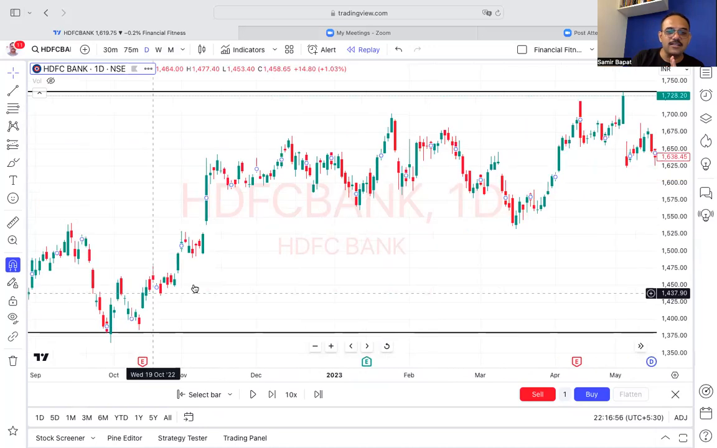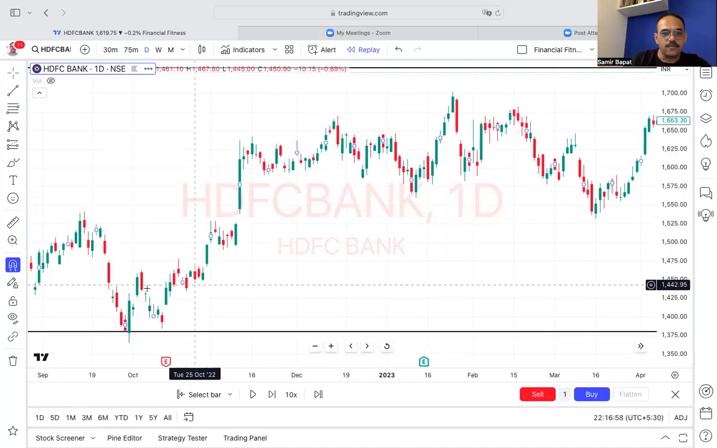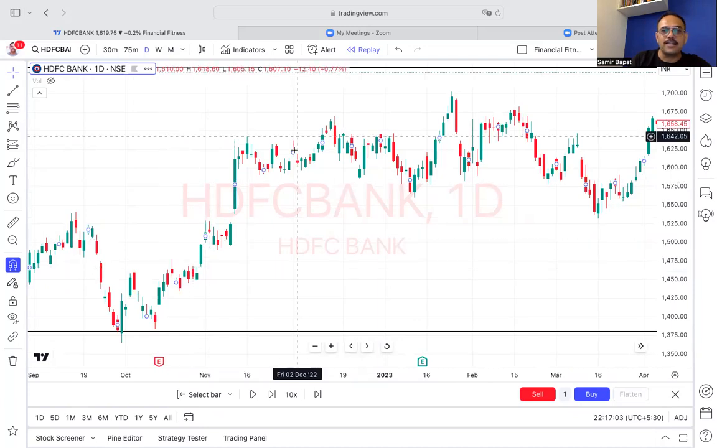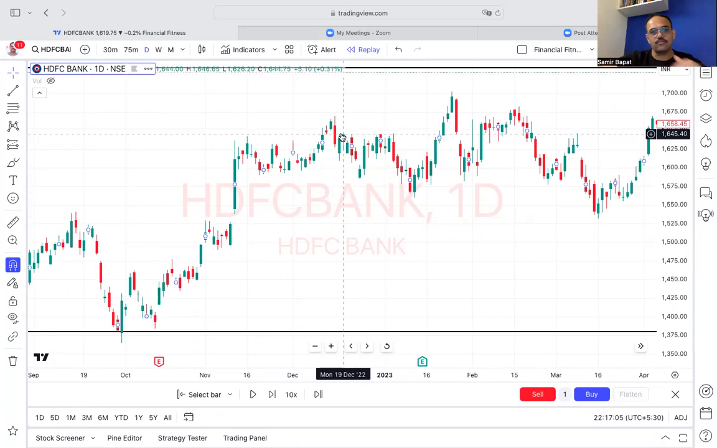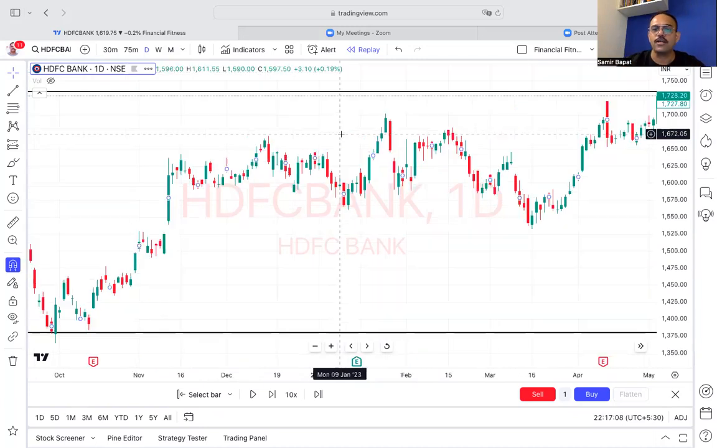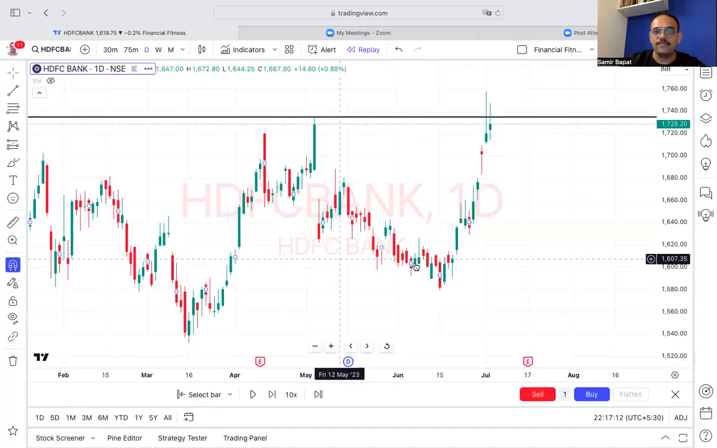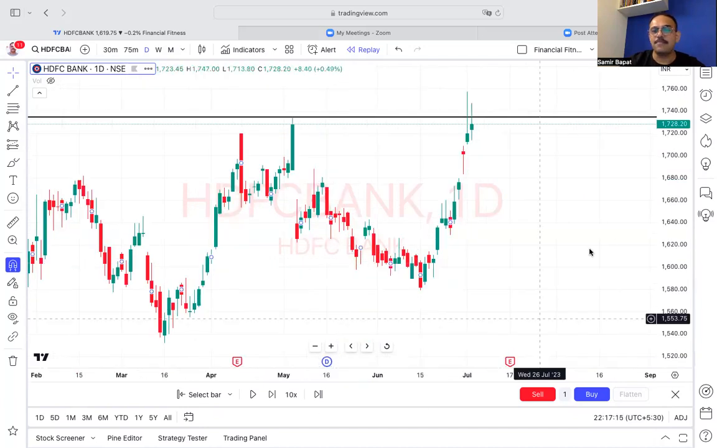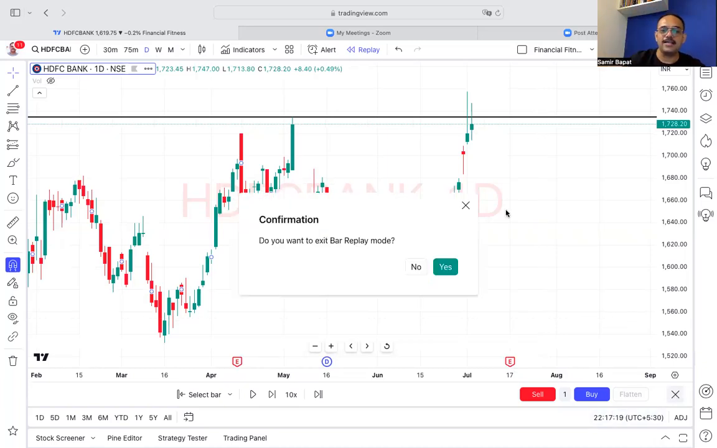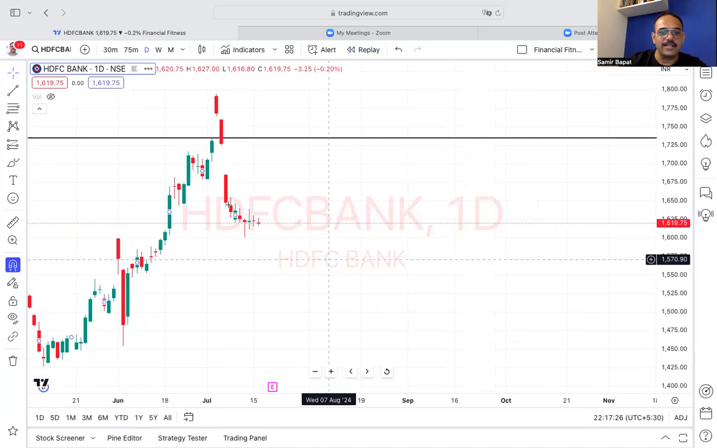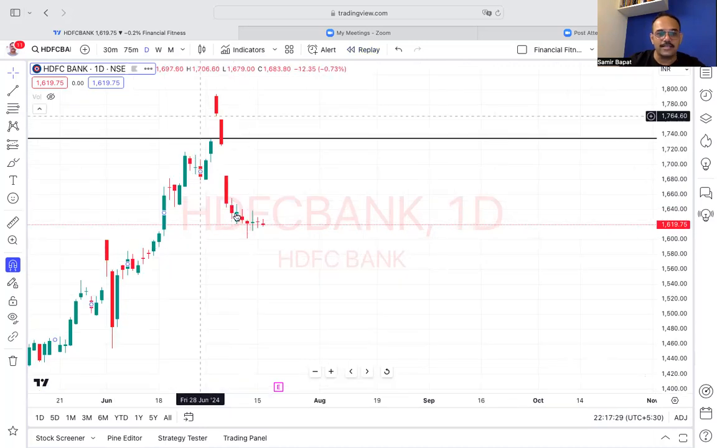When it starts, see here also, the upper wicks are small, but as it goes up, the length of the upper wicks will start increasing. So that is the fine tuning you have to learn. Same is when it is going down. If the lower wicks start becoming longer and longer at the support level, just hold on. If you come here, you'll find the lower wicks becoming longer and longer as it goes down.